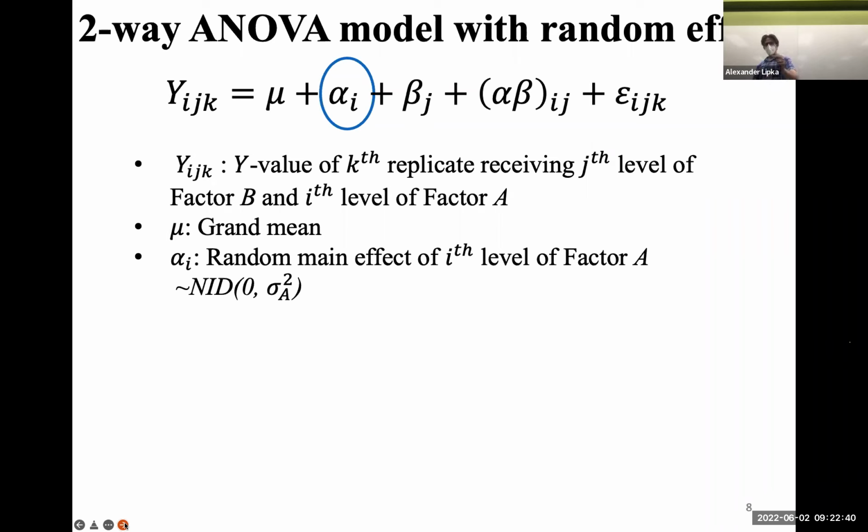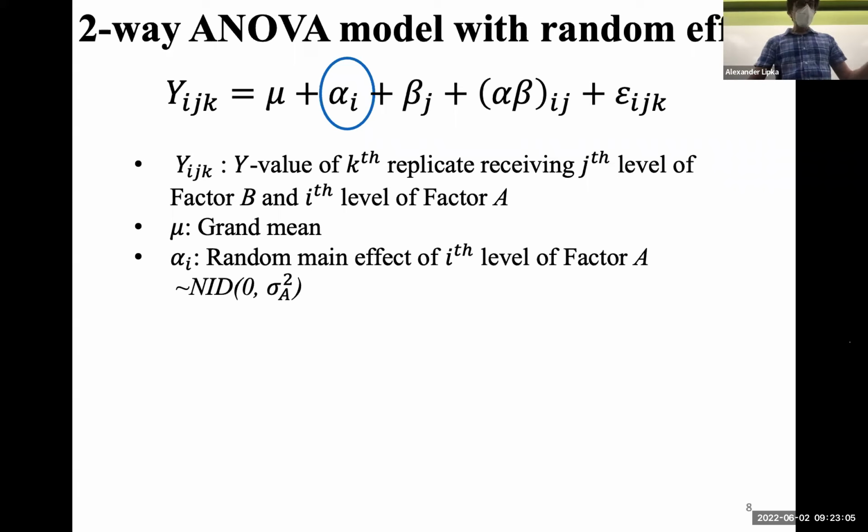Here, we're saying that alpha i is a random variable. It is quite the opposite of a fixed numerical value. It is a random variable, and it's the random main effect of the ith level of factor A. It is normal, independently distributed, population mean 0, population variance sigma squared A.